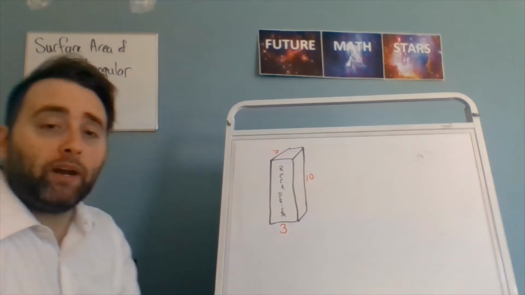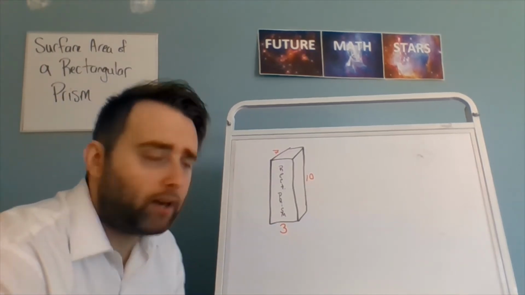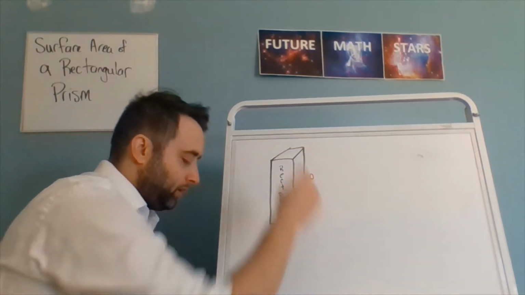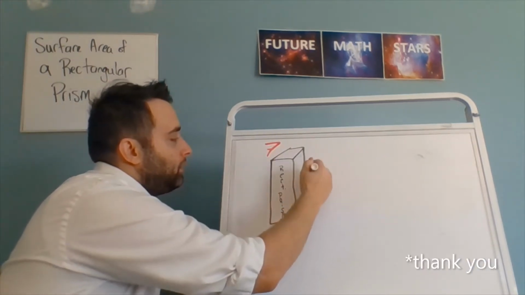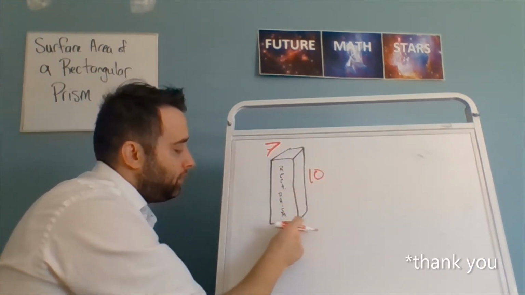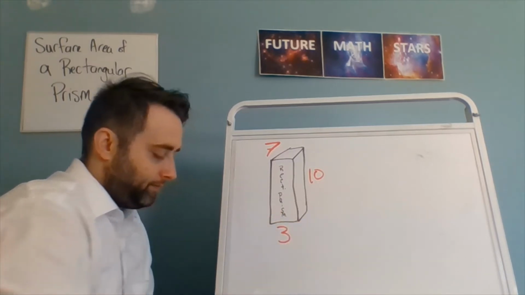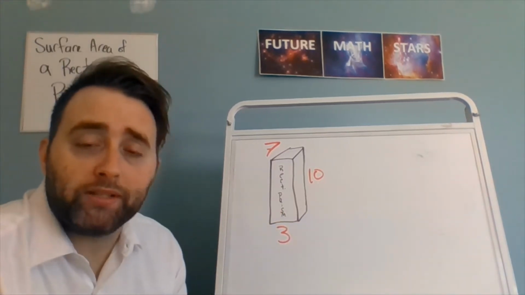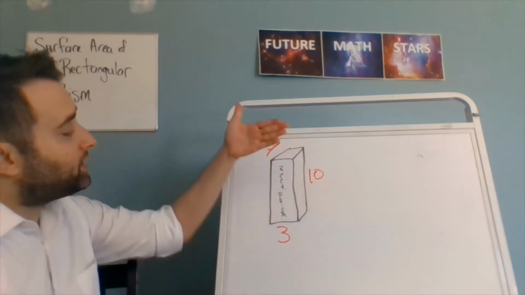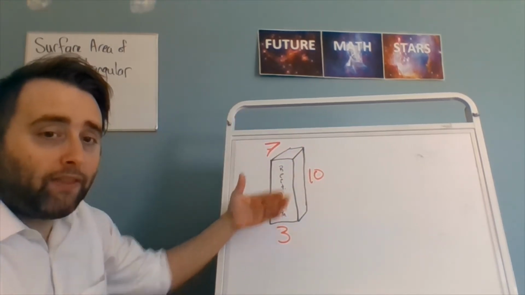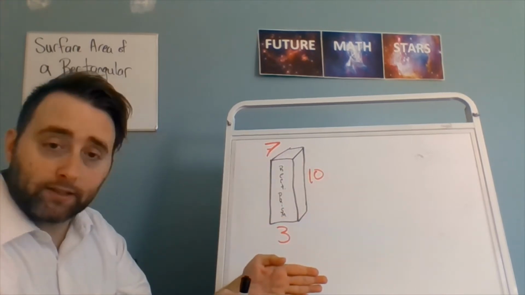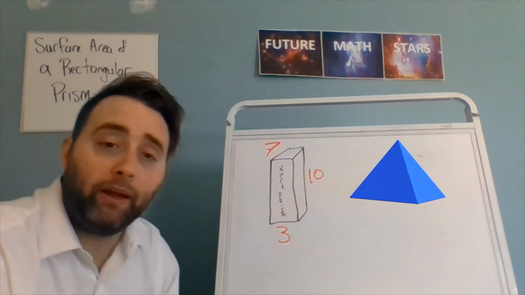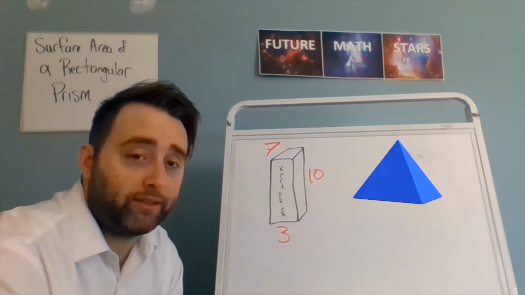Okay, I have my rectangular prism here. Ooh, those are terrible numbers. Let me make those a little bigger. We got 7, 10, and 3. Okay, my rectangular prism. Yes, it is a prism because there is a rectangle here, and then there's a rectangle in the back. It is two flat surfaces. If it comes to a point, that makes it a pyramid. This is not a pyramid, this is a prism.